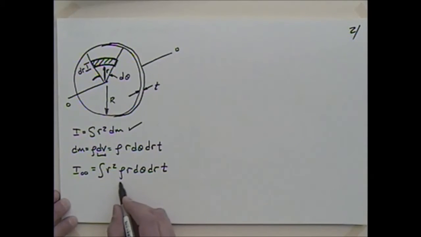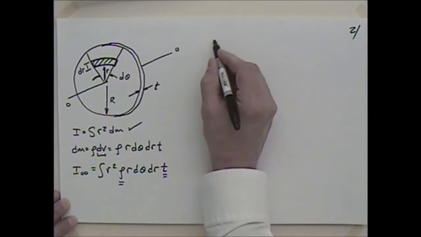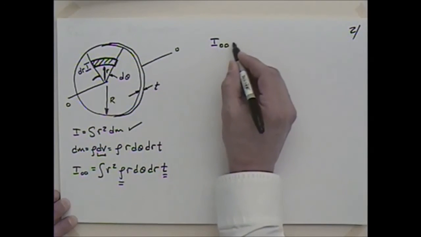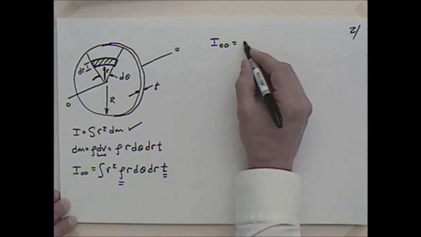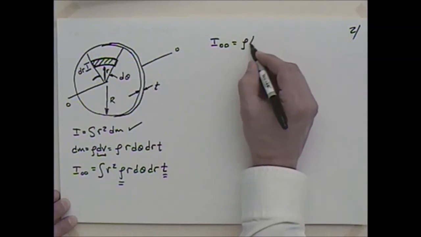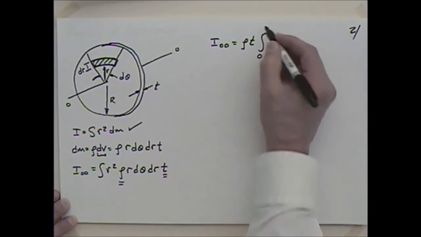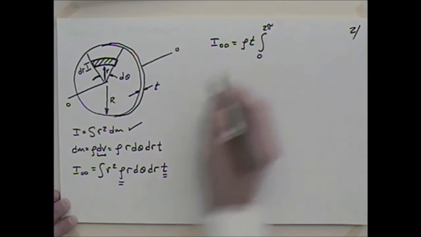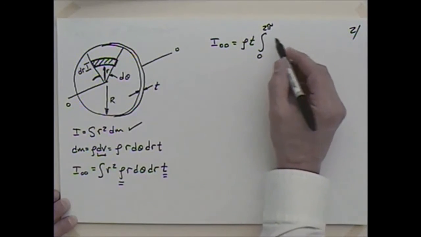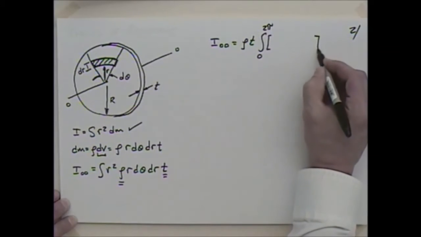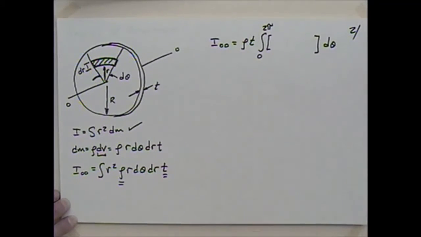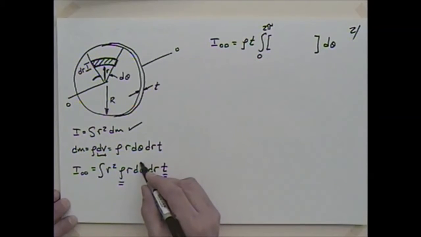I'm going to say certainly that we'll take the rho as a constant. We're going to take the thickness as a constant, so I can pull that out. So I can say I about OO is equal to the density, the thickness, and then I'm going to break this into two integrals. I'm going to have the integral from 0 to 2 pi, as this theta goes clear around this thing, and d theta. Have you talked about double integrals in math somewhere? Okay, great. So I've kind of taken care of this d theta.